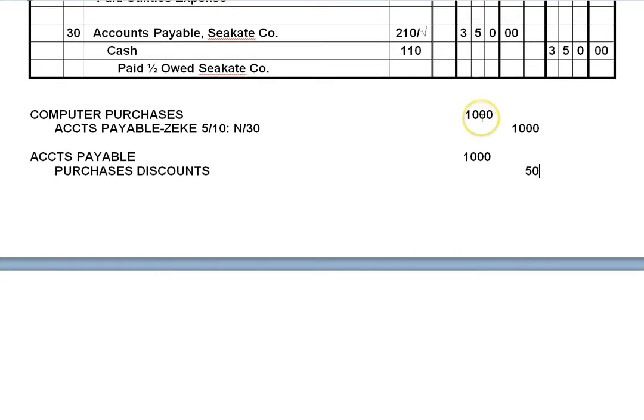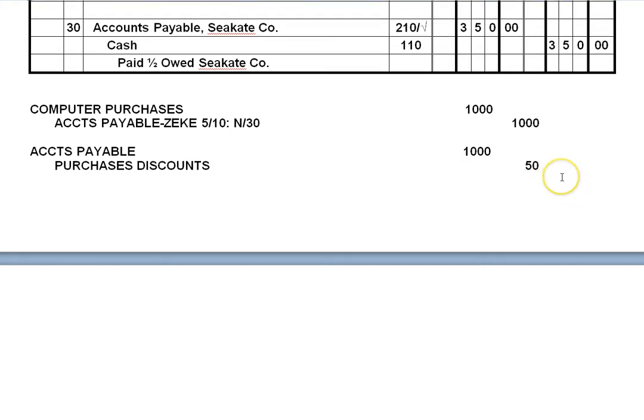1% would be 10, times 5% times 5 is 50, and then the net amount that we would pay would be $950. So that would come out of the cash account. Okay, cash, and again, we're going to make that $950, and we'll try to get it over here someplace if we can. If we can tab that over. Good.